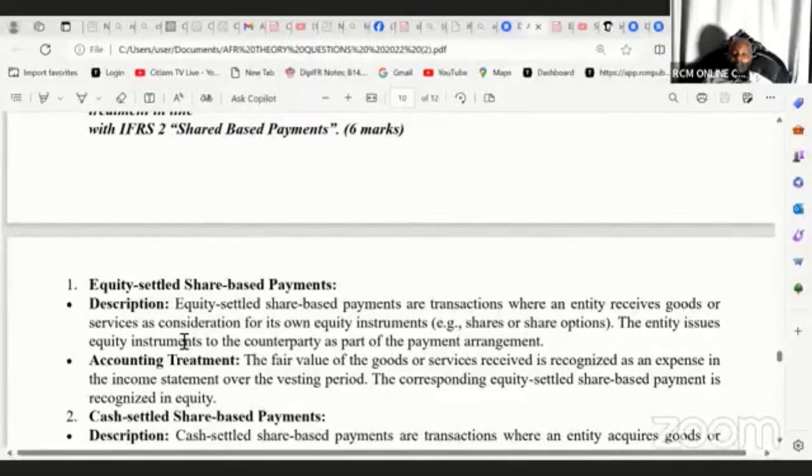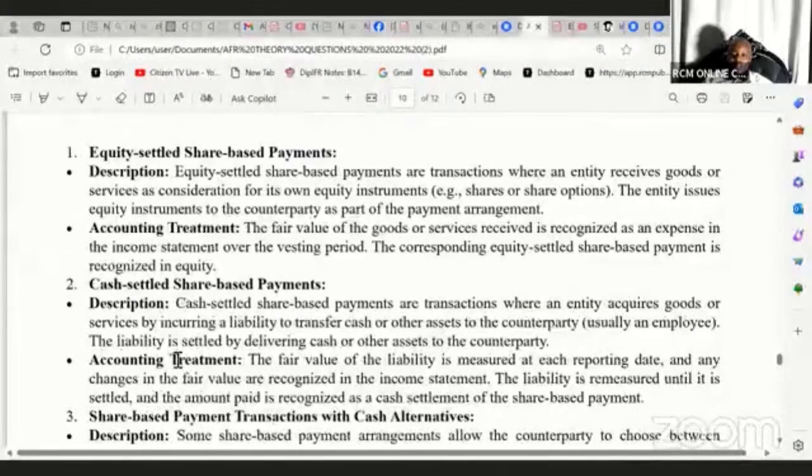All right, then we go to cash settled. Under cash settled share-based payments, ladies and gentlemen, these are transactions where an entity acquires goods or services by incurring a liability to transfer cash or other assets to the counterparty, usually an employee. The liability is settled by delivering cash or other assets to the counterparty. But again, the cash you're going to deliver is normally based on the performance of the shares.